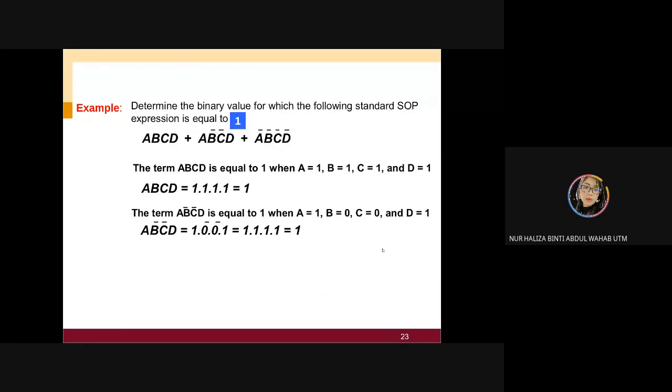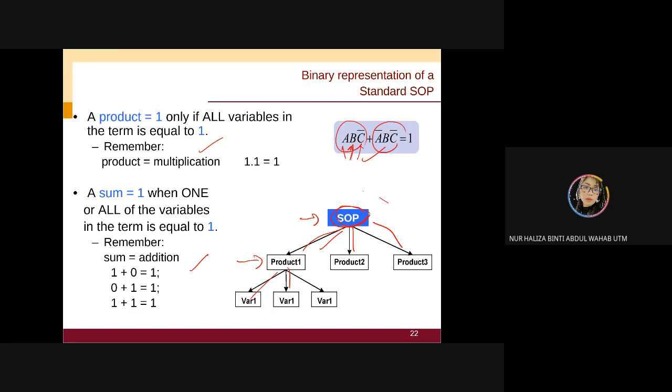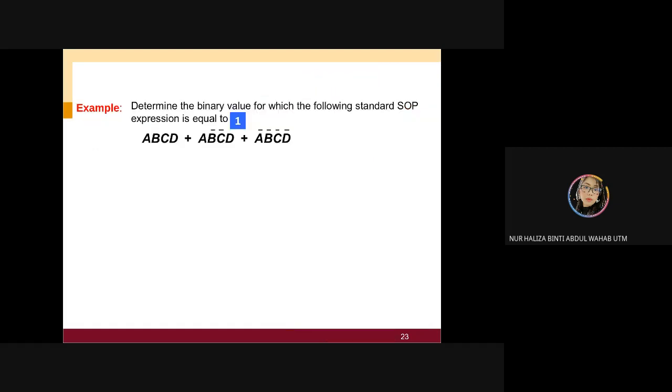Now let me do a recap. Okay, you can go through and read this one by one. If you have the Boolean expression under SOP, of course, it's going to be divided into terms, and in each term, you're going to have variables. So this is how the tree diagram looks like. And last time, if you still remember, we already learned a faster way for you to get the truth table.